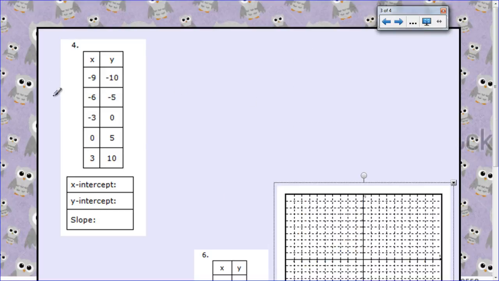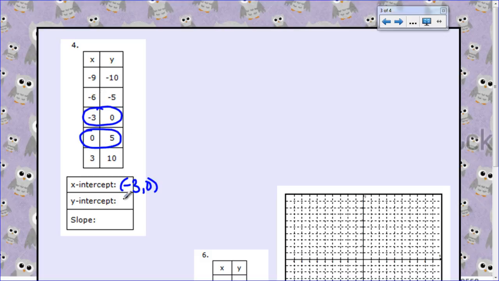So if you look at your table, I want to find my x-intercept first. I'm going to look in the table for a place where y equals 0, and I see that that is right here. So this is my x-intercept. My x-intercept is at -3, 0. And then to find my y-intercept, I'm looking for a place where x equals 0, which is right here. And so my y-intercept is at 0, 5.